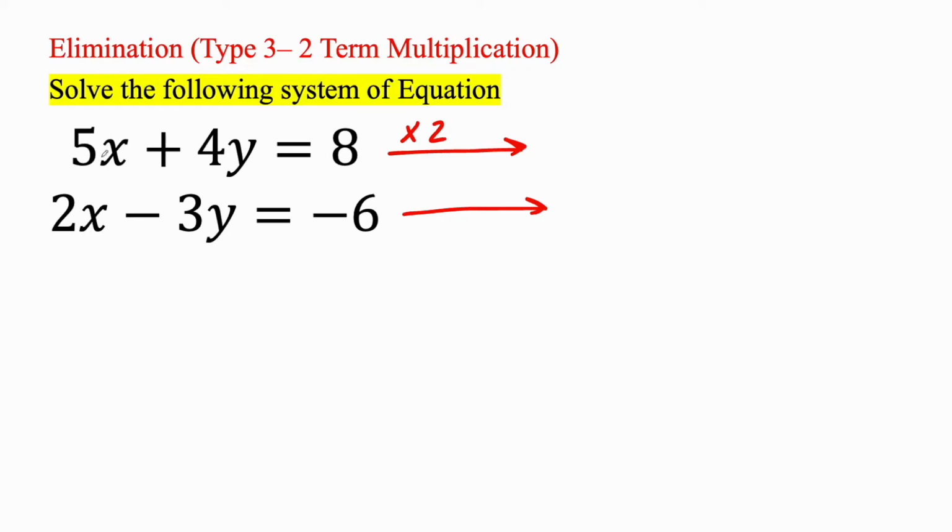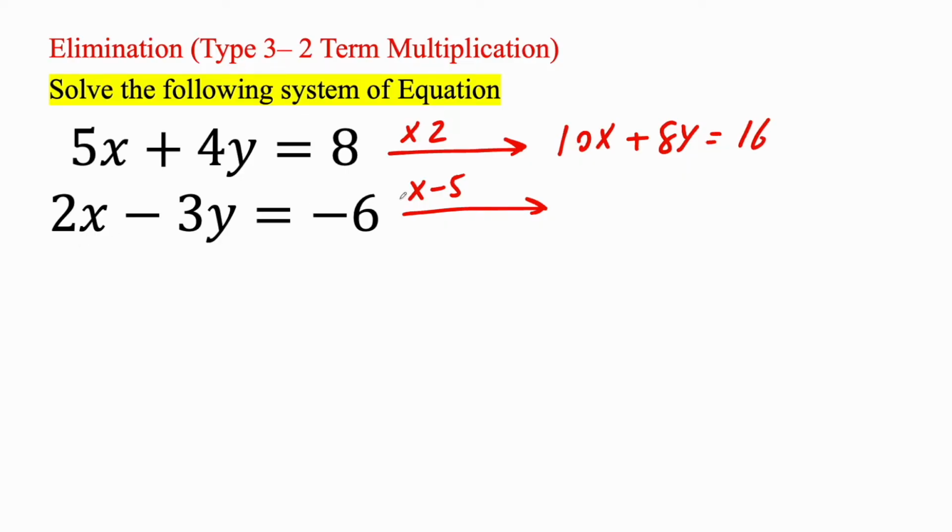And if I do that, this becomes 10x. So I need to eliminate 10x. So this piece right here, we need to get it to be negative 10x. So we'll multiply by negative 5. So 5x times 2 will give us 10x. 4y times 2 will give us 8y is equal to 8 times 2 is 16.